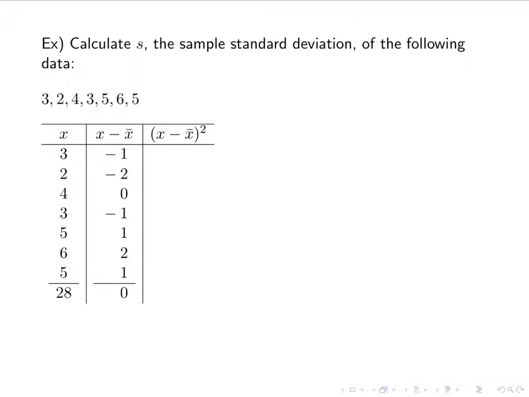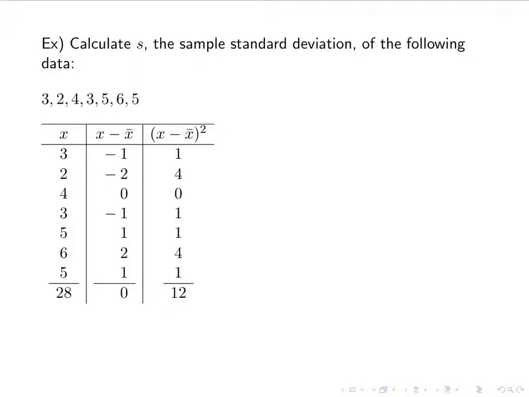So I'm going to square my middle column. Negative 1 squared is positive 1. Negative 2 squared is 4. 0 squared, 0. And then again, another negative 1 squared. 1 squared, 2 squared, 1 squared. Now I want to add up all these values. Remember, this is going to be the numerator of the square root that we have for s. So if I add all these up, I have 12.